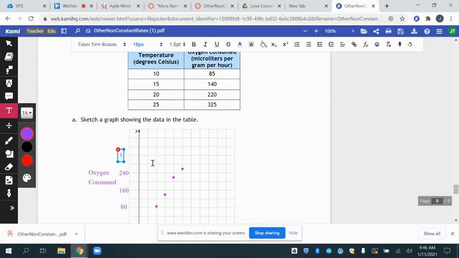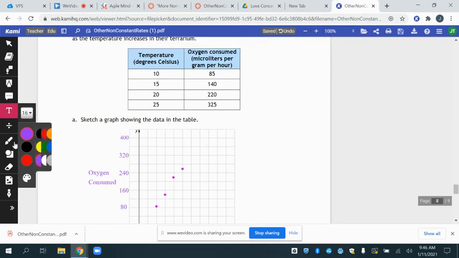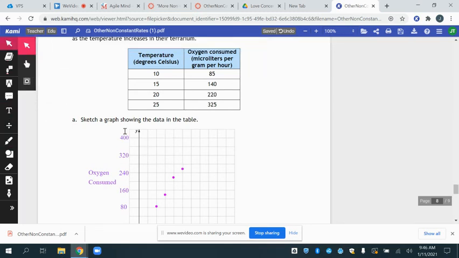Because I'm counting up by 8s, right? 320. And this would be 360. I believe that we're going up by 8, 8, 8. Yeah, and this is actually 400. Miscounted there, and that screwed things up. So now 325 is up here.